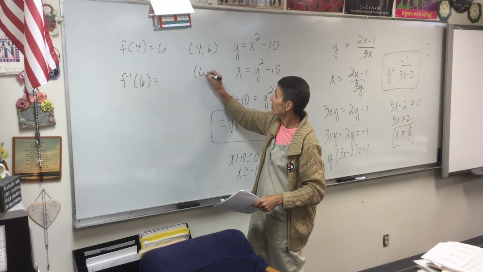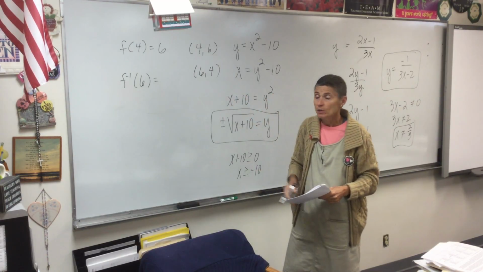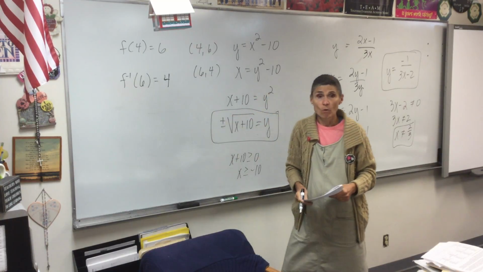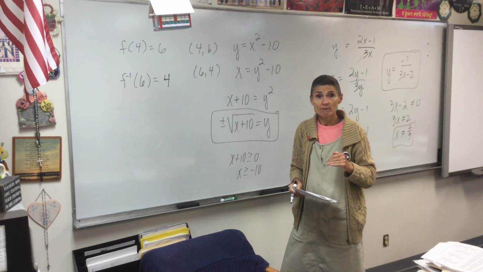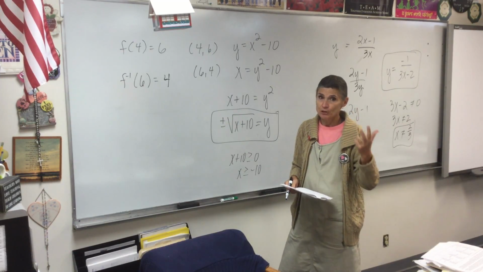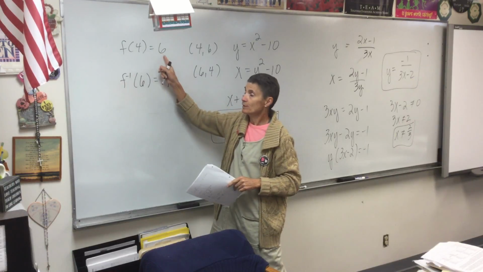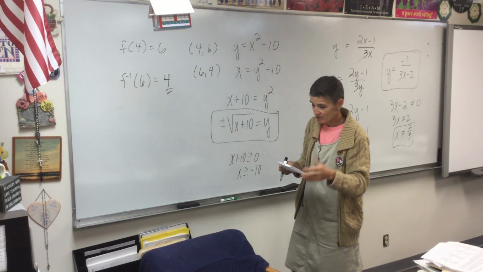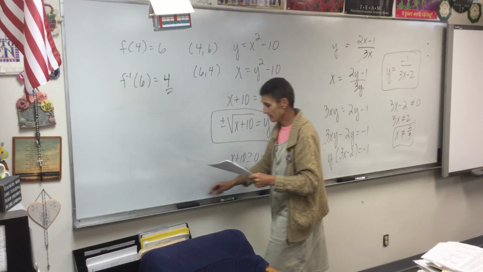So that ordered pair would be 6, 4, which means if you plug in 6, you will get out 4. That's what it means to be an inverse. The ordered pairs switch. The functions undo each other. So if 4 turned into 6, 6 will turn into 4. And that's the answer. Easy as can be.